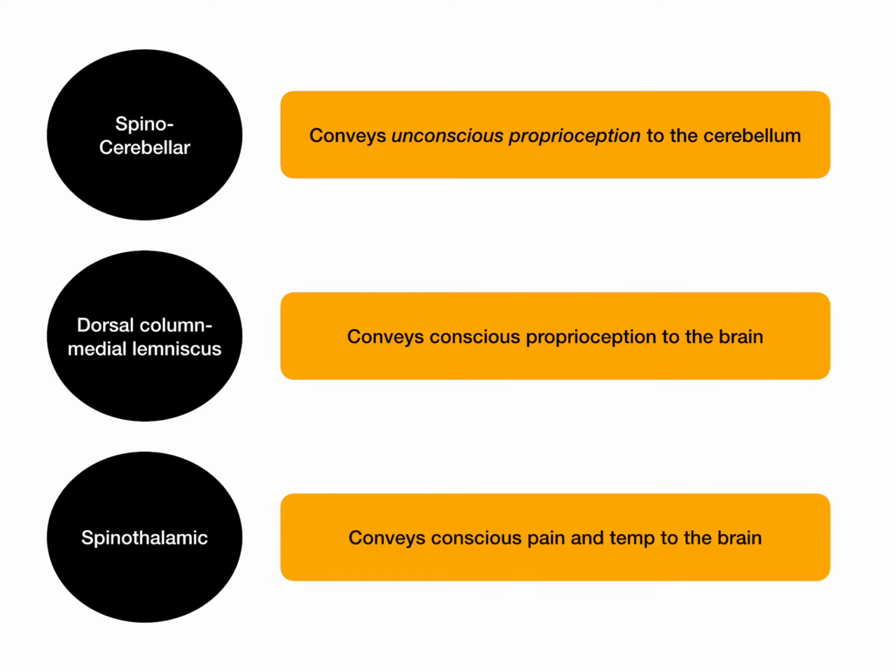The spinothalamic conveys conscious pain and temperature and crude touch. There's actually two spinothalamic tracts, an anterior one and a lateral one, but the anterior one has only been proven to exist in cats. So make of that what you will. But there's those three tracts: an unconscious one funneled to the cerebellum, and conscious ones funneled to the brain.